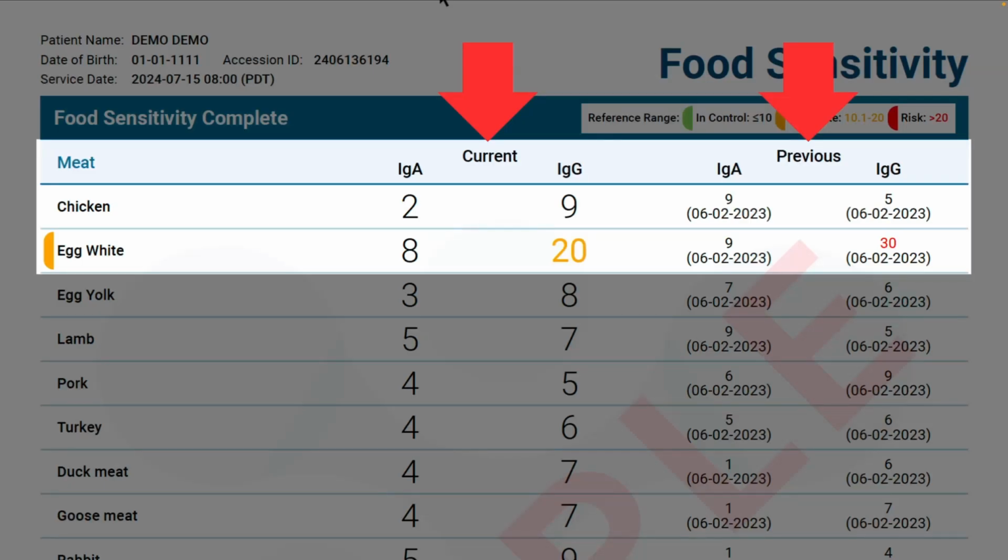Current and previous results populate side by side, so you can compare the IgA and IgG antibody levels over time. In this example, the patient's IgG antibodies to egg white decreased from 30 down to 20.